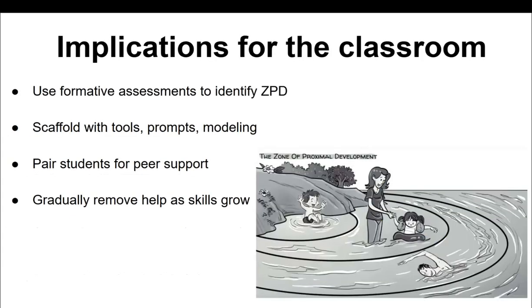So practically, this means that we're assessing students where they are and then adjusting our support accordingly. Whether it's modeling a math problem or offering sentence starters, scaffolding basically helps students progress, and then peer learning will also play a powerful role. And then eventually, we're going to be looking to remove the help as skills grow so they can learn to do the activity independently.